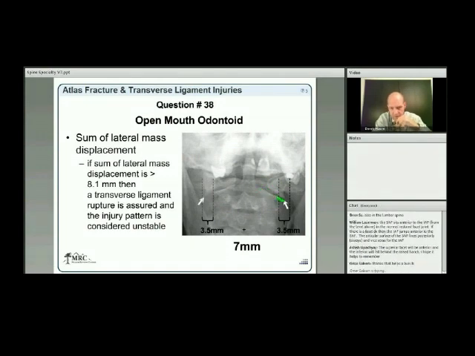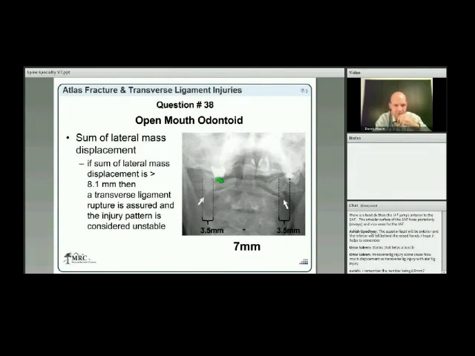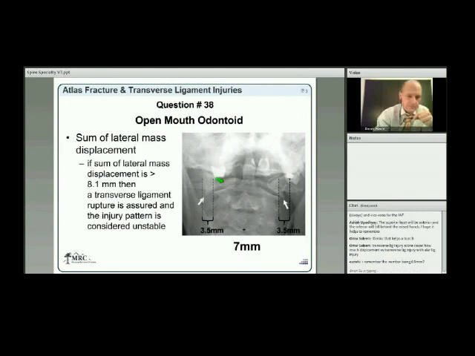So assuming that this was 3.5 millimeters, you want to add these both together. And if this distance is greater than 8.1 millimeters, then that's indicative that you do have a transverse ligament injury. Again, the transverse ligament would be connecting these lateral masses right here. And if you injure it, you can have displacement of the lateral masses and instability.